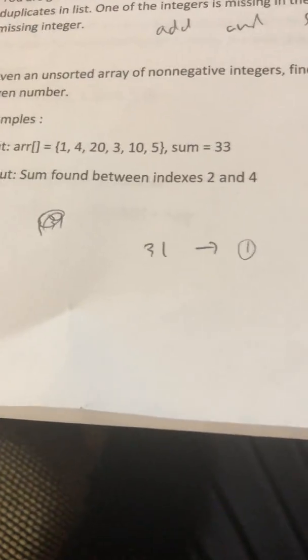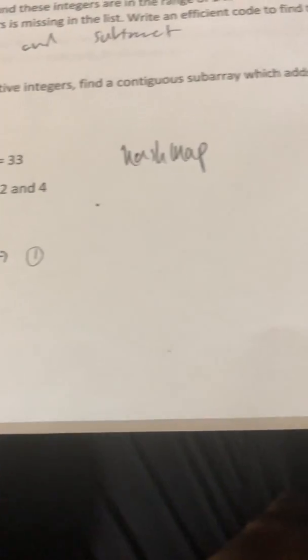I'm going to do number 3 and 4 together. Given an unsorted array of non-negative integers, find a contiguous subarray which adds to a given number. The only difference between number 3 and 4 is that number 3 will print out the very first subarray that contains a sum of the target sum, and the second one will print out all the possible subarrays that contain a target value sum. So I'm going to do number 3 and number 4.